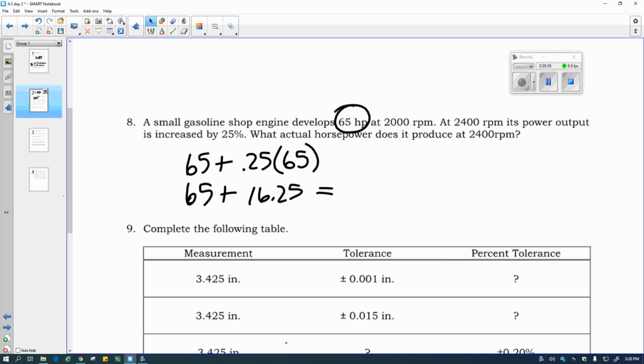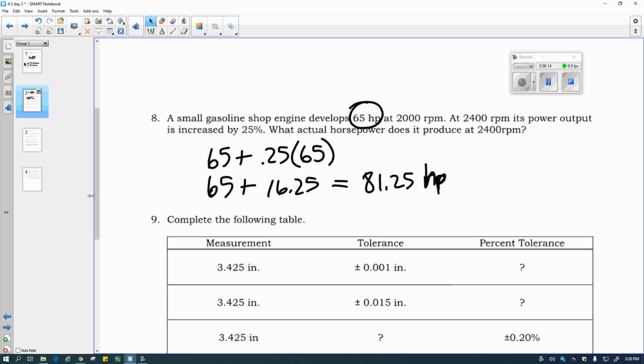And so we would end up with 81.25 RPMs. Nope, horsepower. So 81.25 horsepower. What's the actual horsepower? 25% higher is my increase.